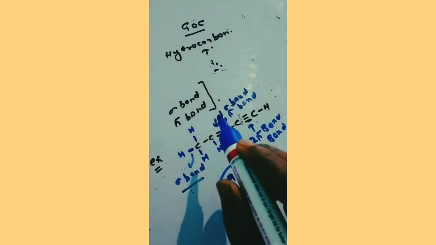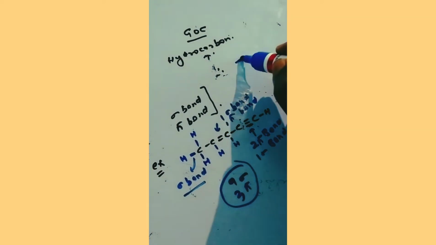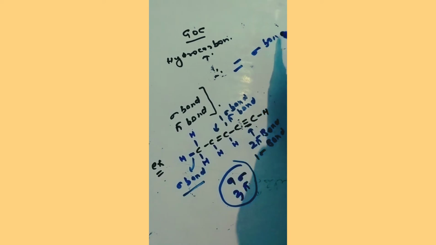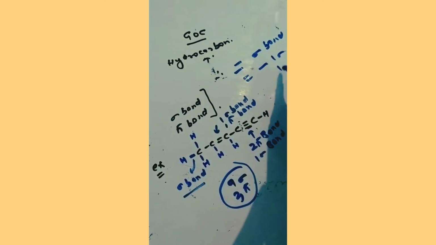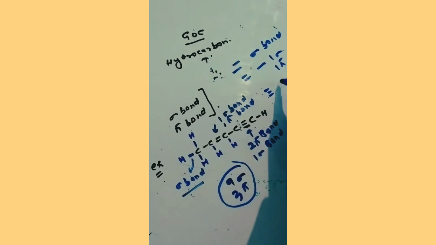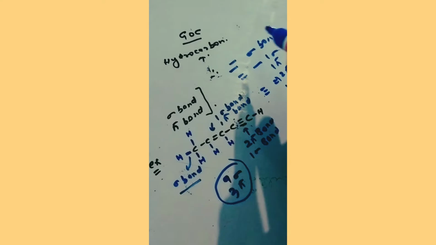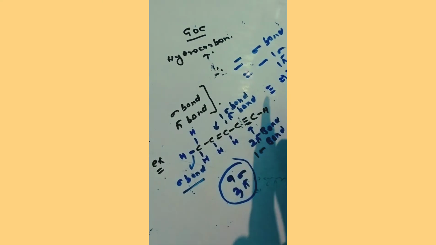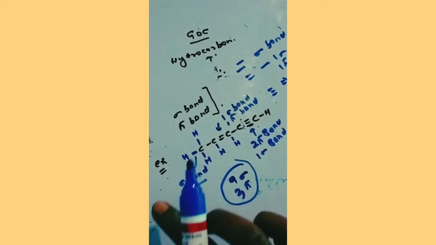Okay, so this is the simple way to recognize sigma and pi bonds. If a single bond is present, it is always a sigma bond. If a double bond is present, then one sigma and one pi. If a triple bond is present, then how many? 2 pi and one sigma. So this is the basic recognition of sigma and pi bonds. So I think you will be able to calculate the sigma and pi bonds.